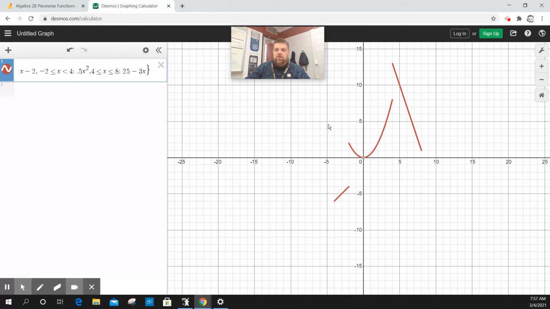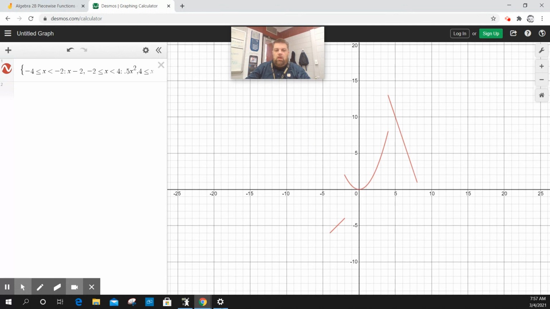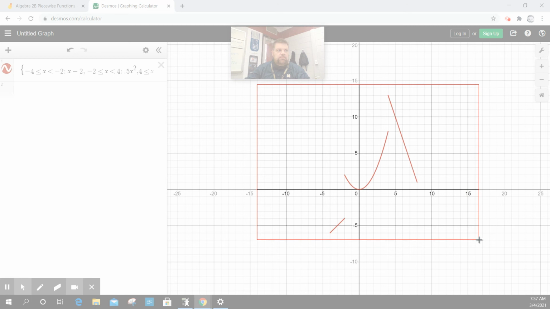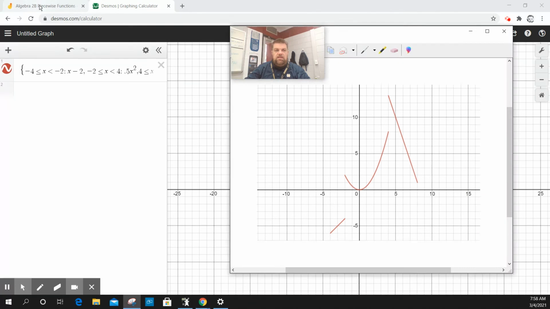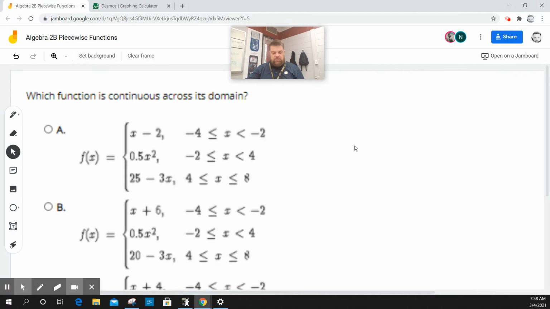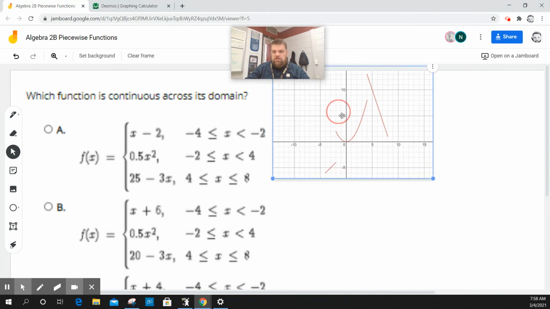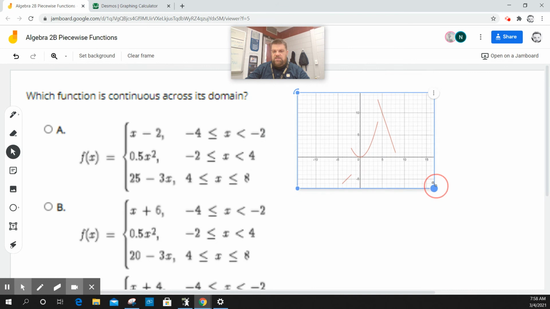Okay. So let's take a picture of that. And so basically we're just going to graph all of these and see how they fit in. So the first graph goes here. So this is not it because it's a jump discontinuity.